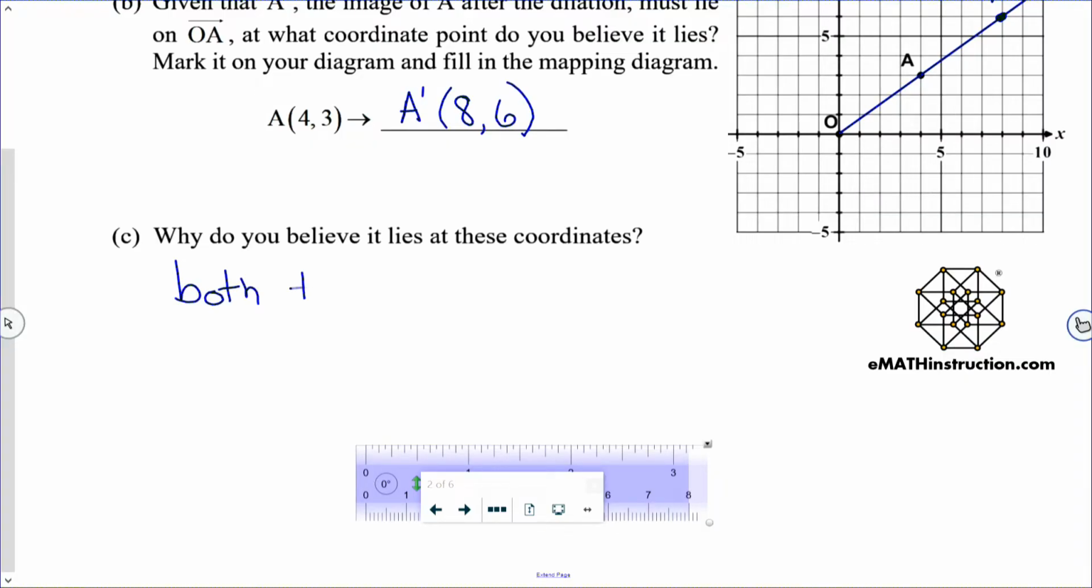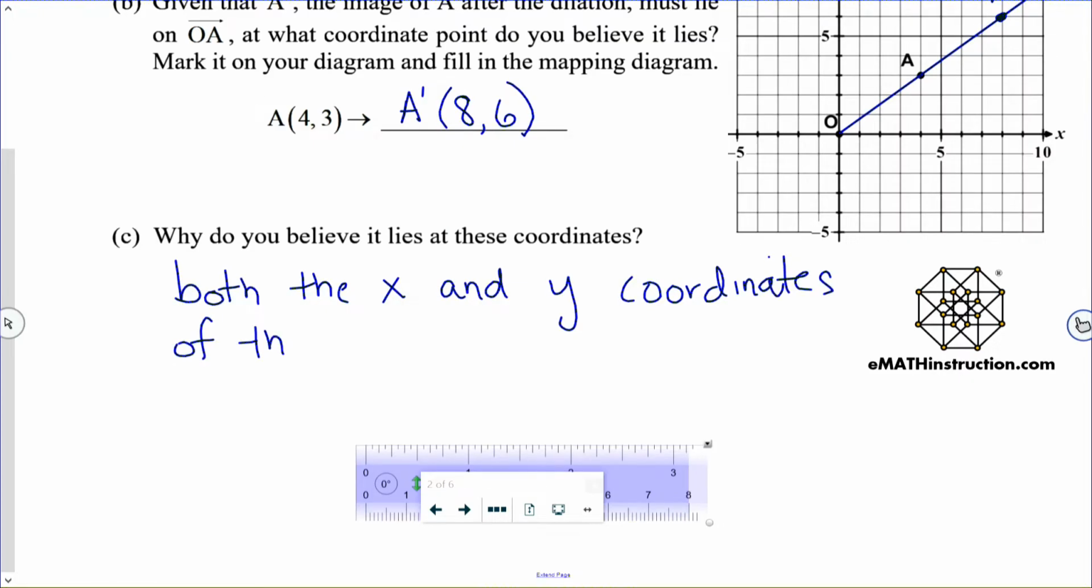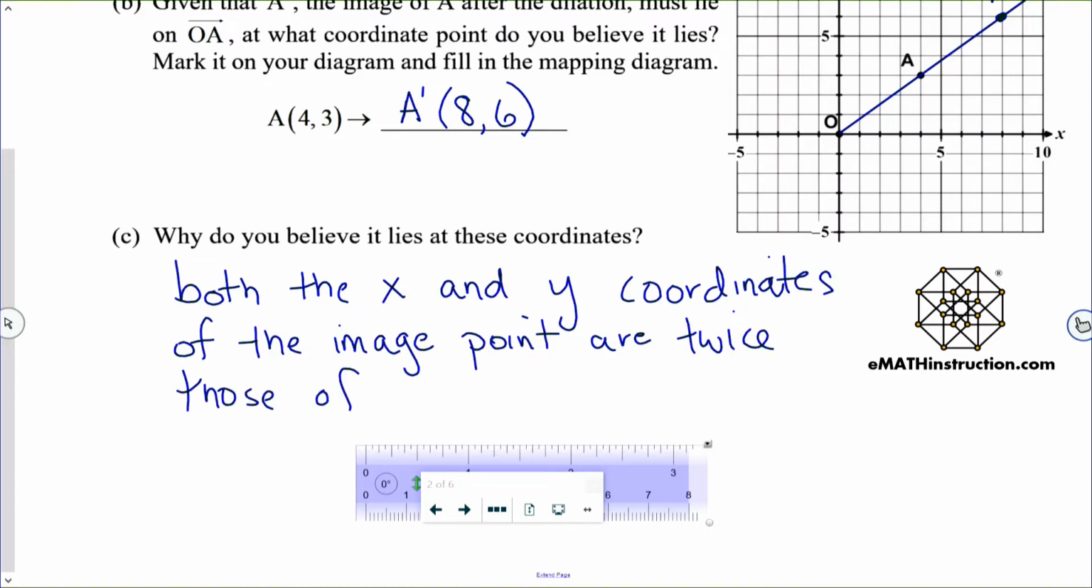So both the x and y coordinates of the image point are twice those of the original.